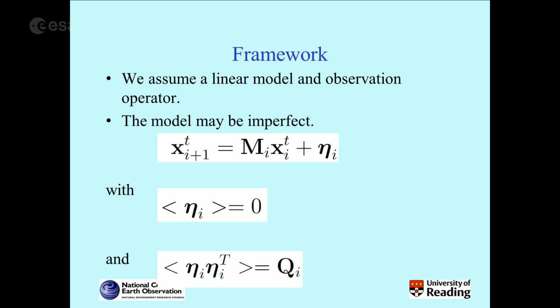We're going to assume, in the standard Kalman filter, that everything is linear. So we have a linear model and a linear observation operator. But here we're going to allow for model error from the outset. We're not necessarily going to assume the model is perfect.